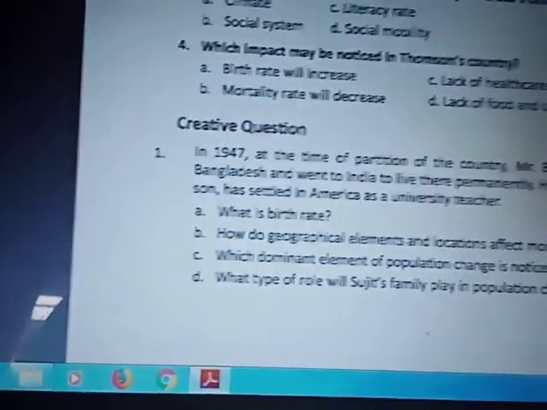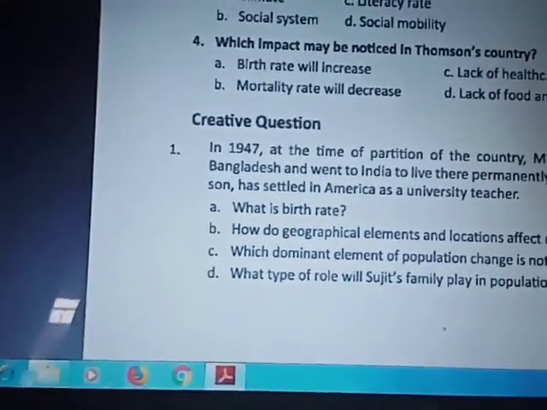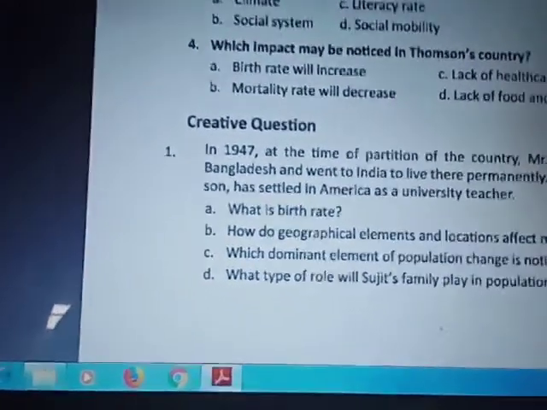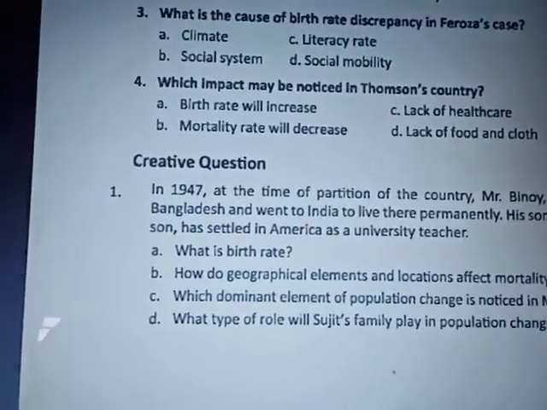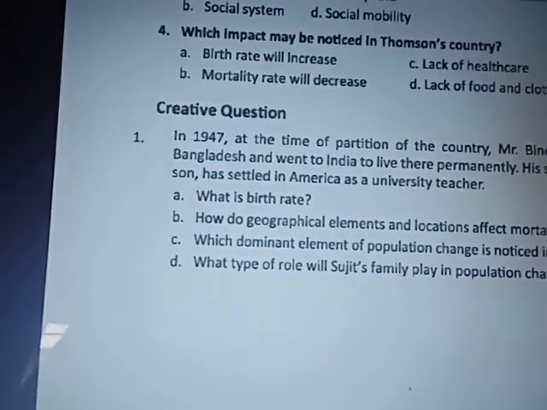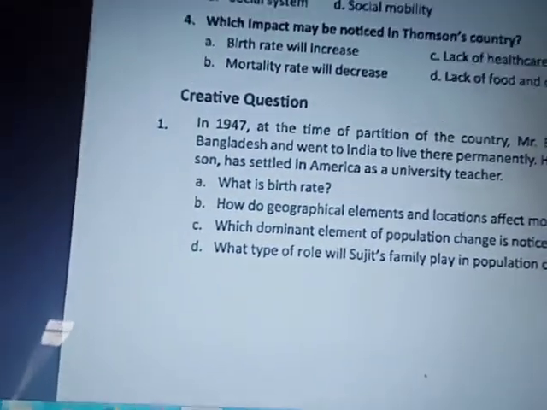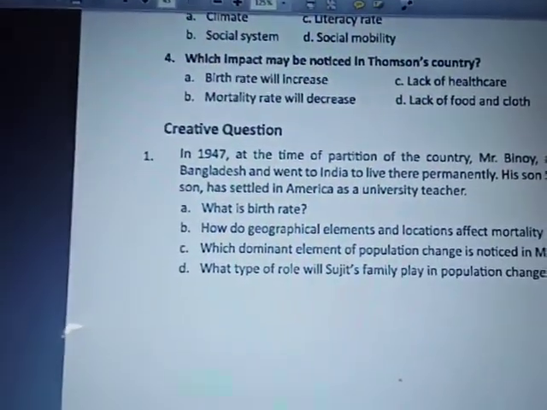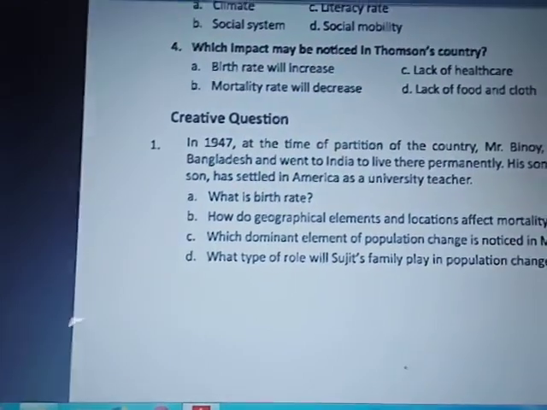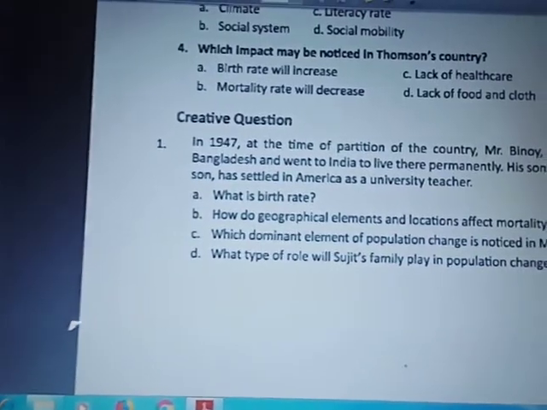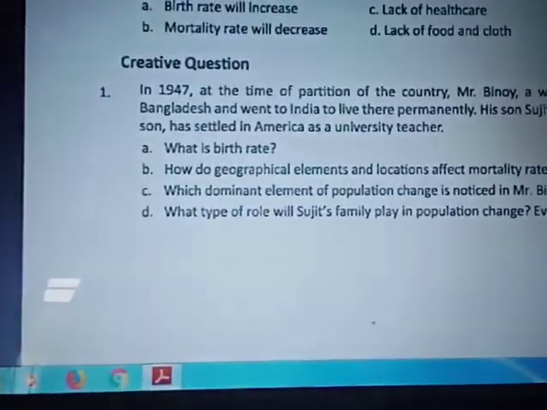In 1947, at the time of partition of the country, Mr. Binoy, a weaver, left Bangladesh and went to India to live there permanently. His son Sujit, with one son, has settled in America as a university teacher. What is birth rate? Generally, birth rate means the number of living children born per 1,000 women in a particular country in a particular time.